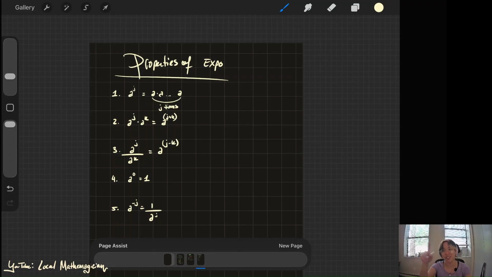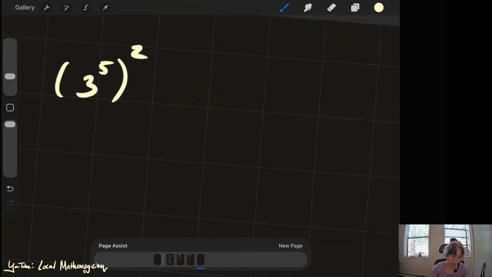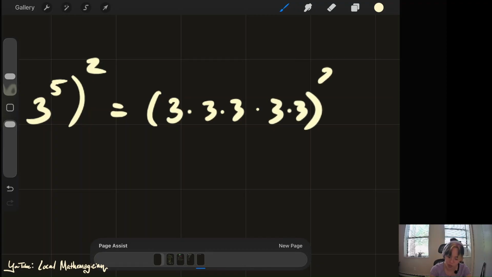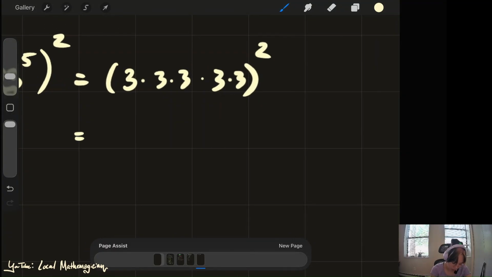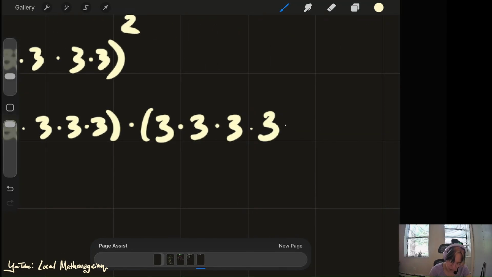But I lied. There's another one. Let's say I give you 3 to the 5th, right? And then I square it. What does that mean, right? Well, like we said, this is going to be 3 times 3, 5 times, and then you square that. What does it mean to square something? It means you take whatever's being squared and you multiply it again to itself, right? Which means you have 2 sets of this, 5 times 5 times.